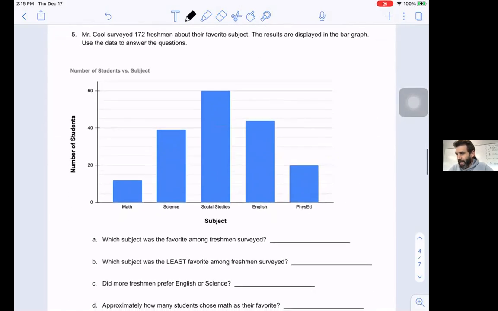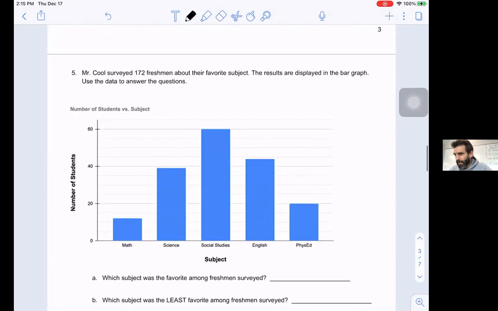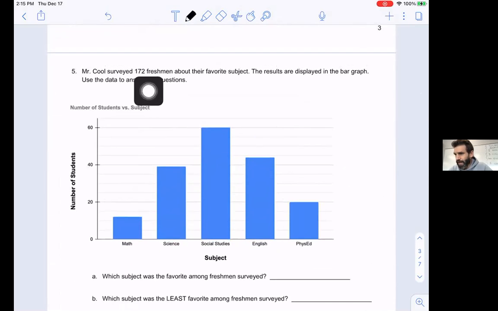All right. Another one to interpret, and then we'll make a bar graph. So Mr. Cool surveyed 172 freshmen about their favorite subject. The results are displayed in the bar graph. Use the data to answer the question. So this is number of students versus subject. The thing that can kind of be changed is the subject. And the thing that we're measuring is the number of students that preferred that subject. So that is our dependent variable.